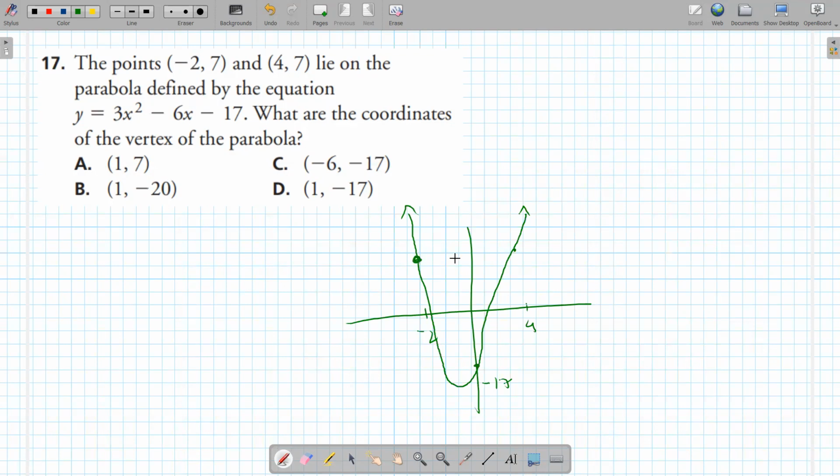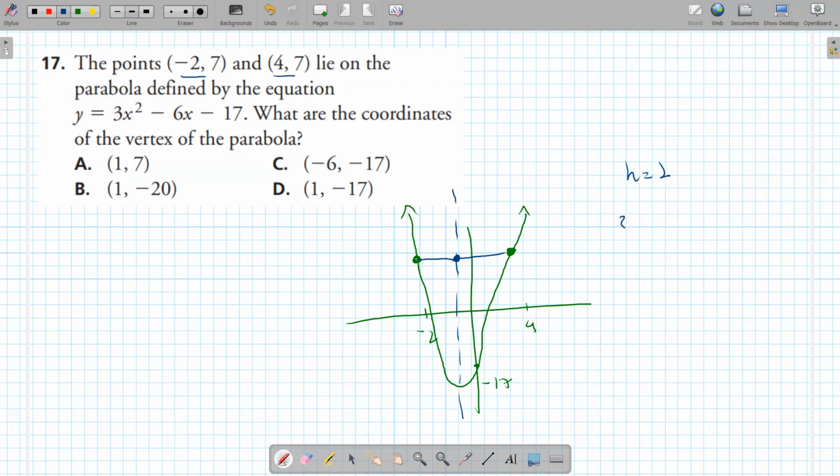Over here, they've given us this coordinate and this coordinate, right? The axis of symmetry, it's called, wherever the vertex is, the x value of the vertex is going to be exactly in the middle of these two x values. What's the midpoint between -2 and 4? It's 1, right? So we know h is 1. If you have h, how do you find k? You plug h in.